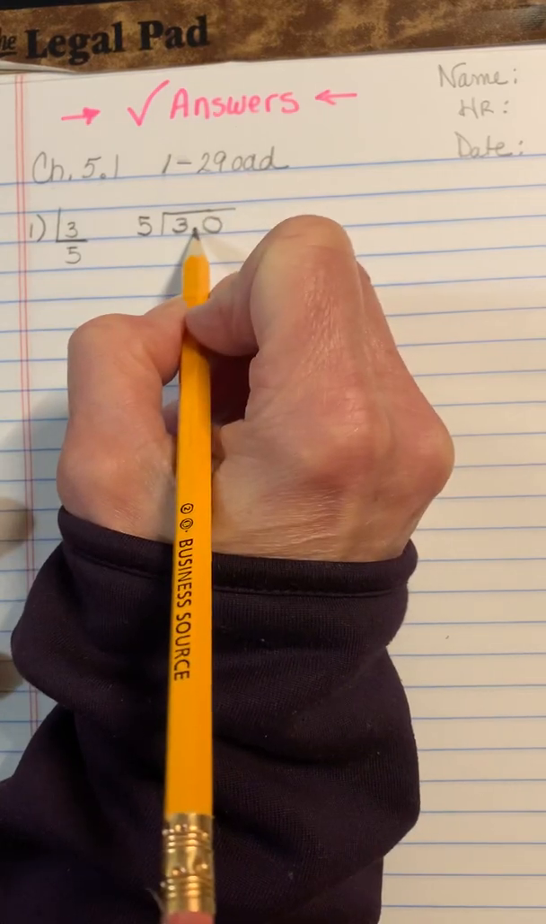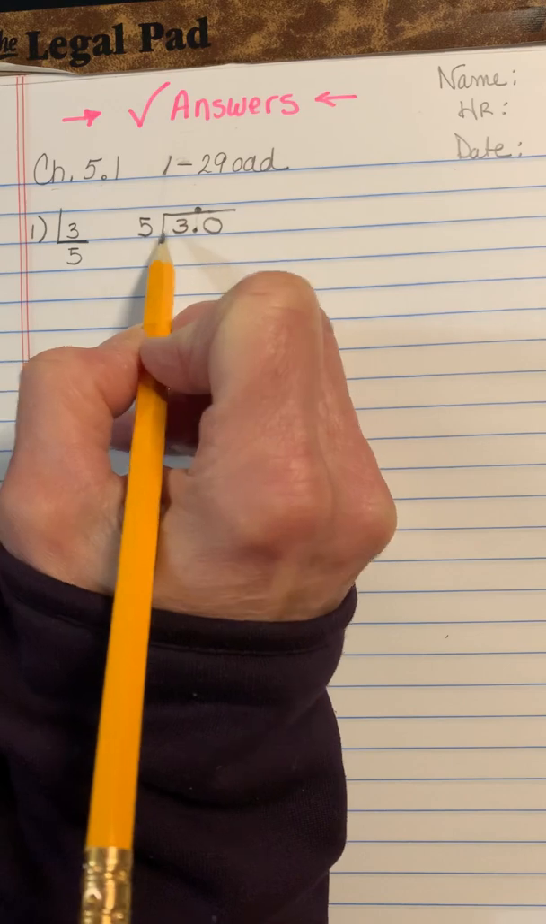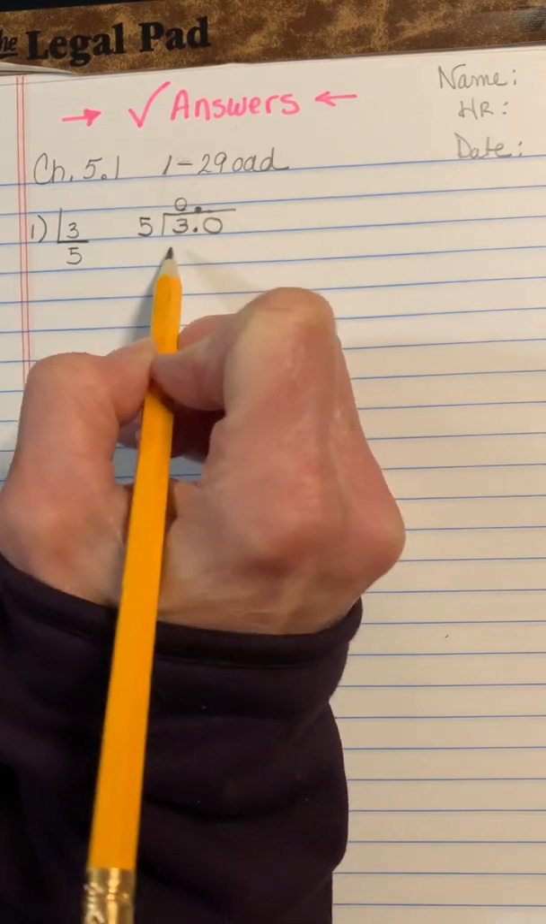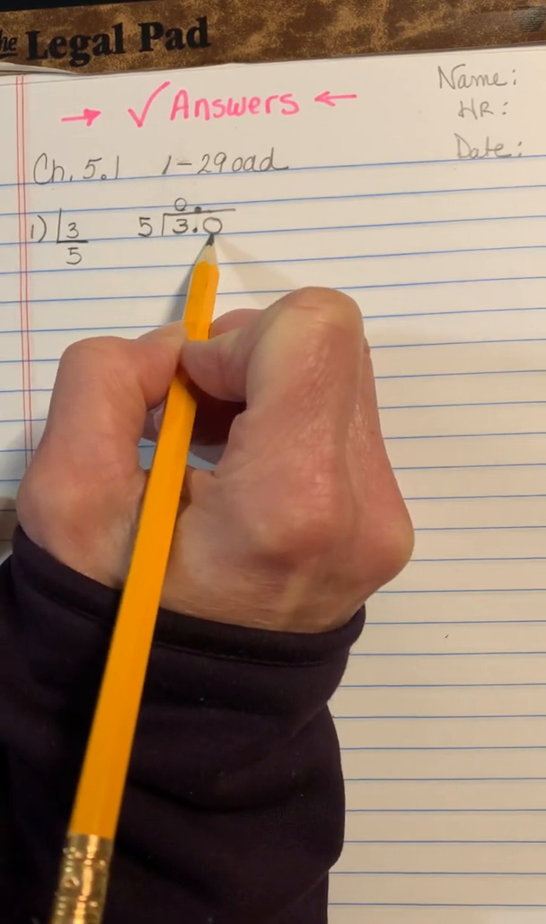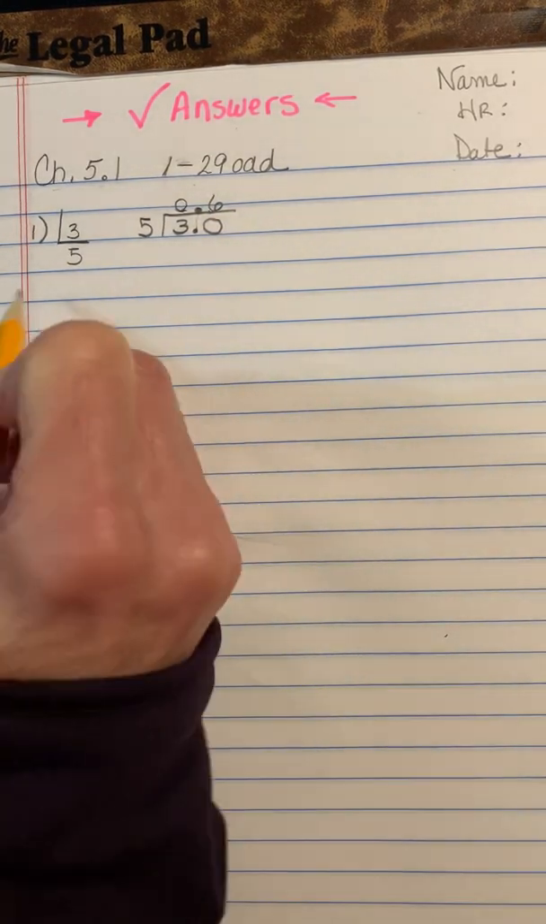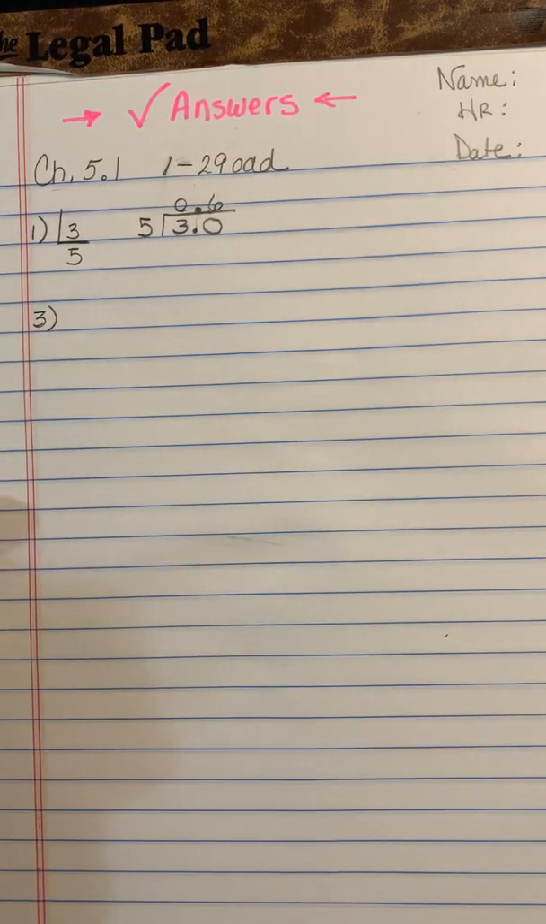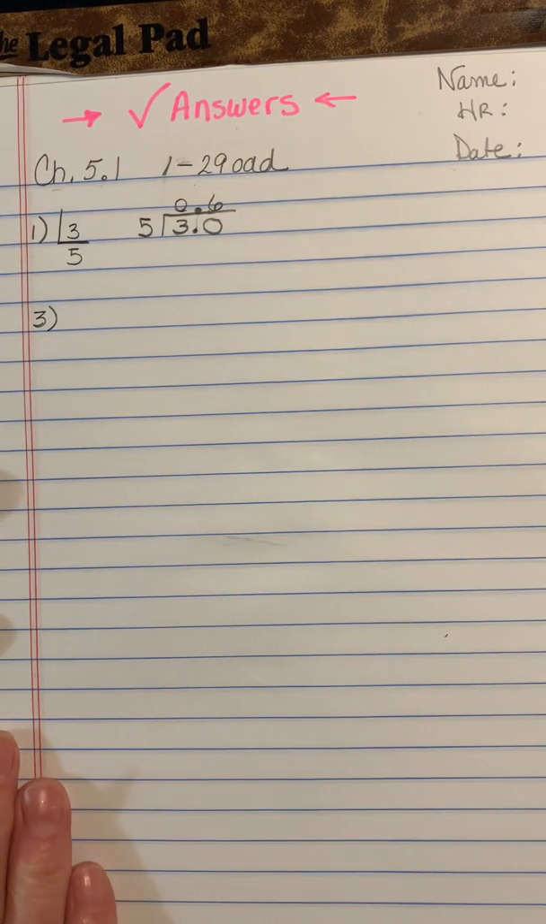So you have your decimal here. Remember, you're going to bring it straight up right there. And then you're going to say 5 goes into 3 0 times, but 5 can go into 30 6 times. And there you go. And that's your answer. And you're going to go ahead and go on to number 3 and continue on down that process for the first few all the way to 19.